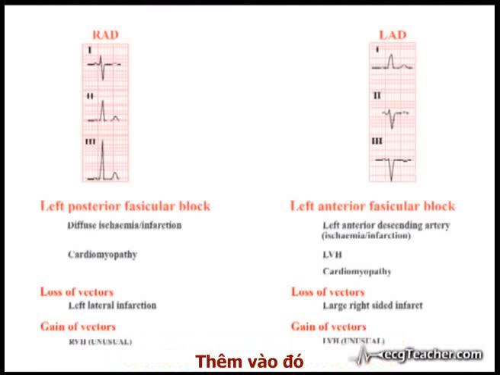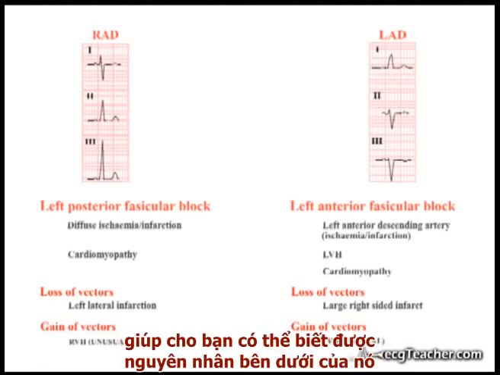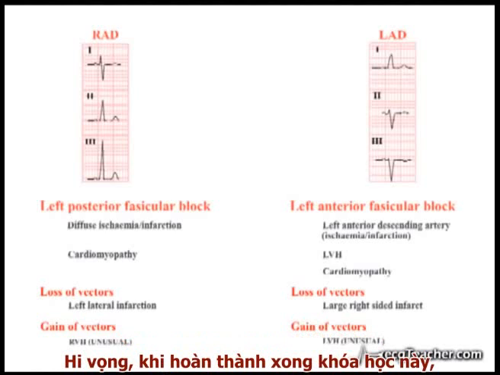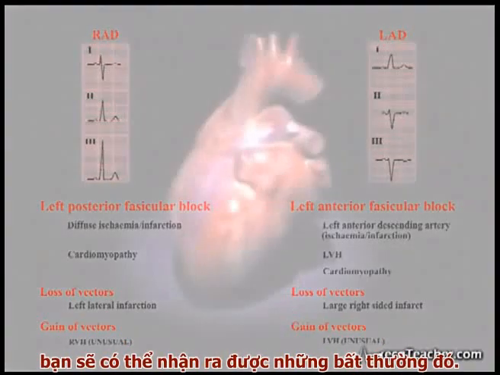In addition, if significant axis deviation is present, there are generally other abnormalities present on the ECG which can help identify the underlying cause. Hopefully by the end of this course you will be able to recognize these other abnormalities.